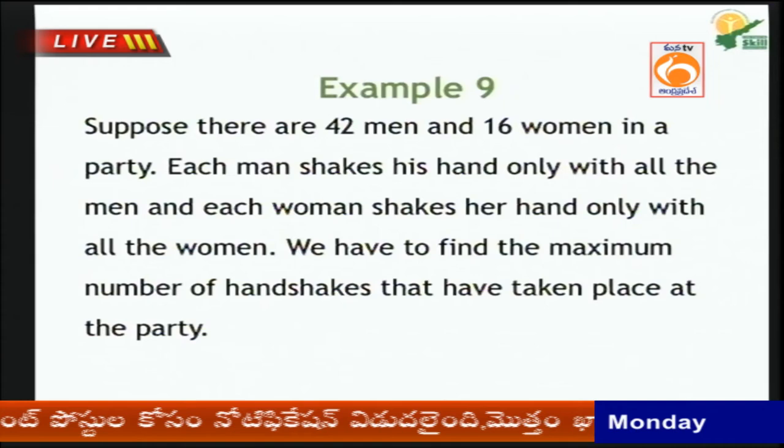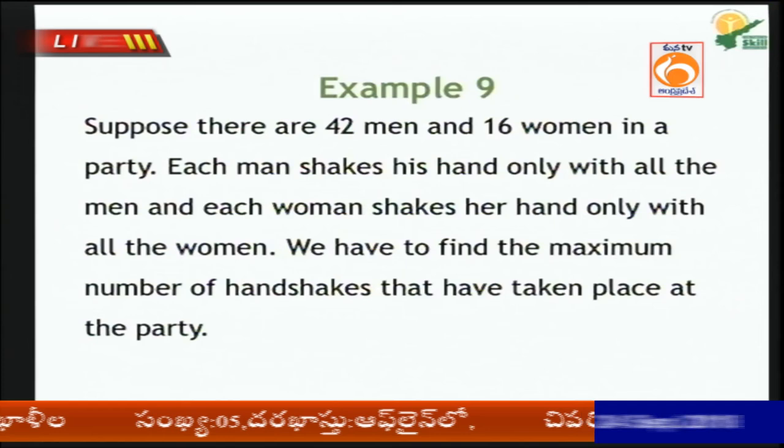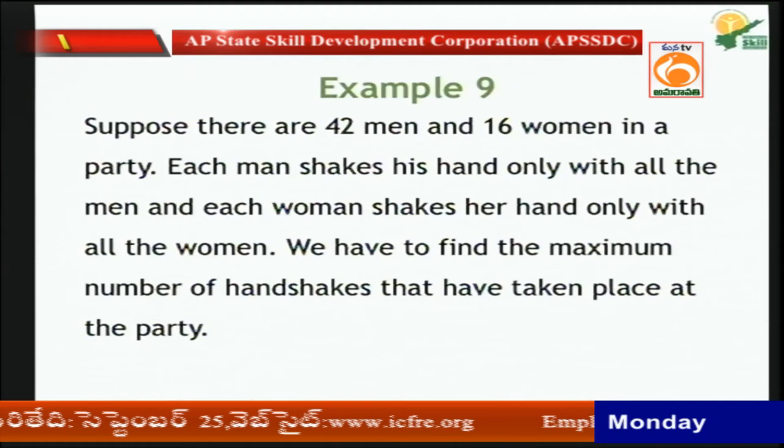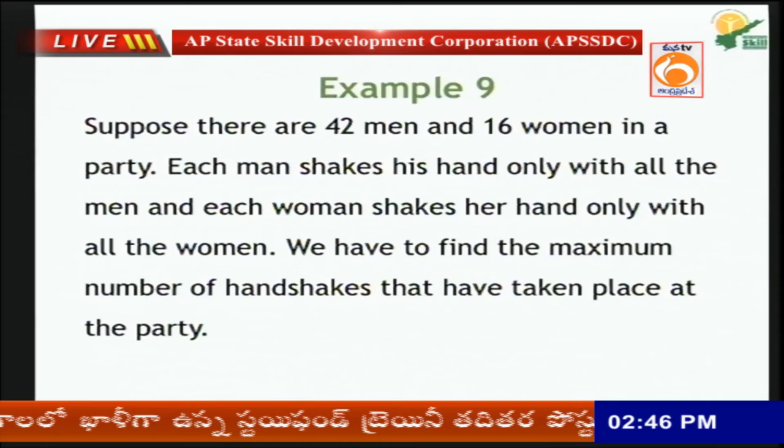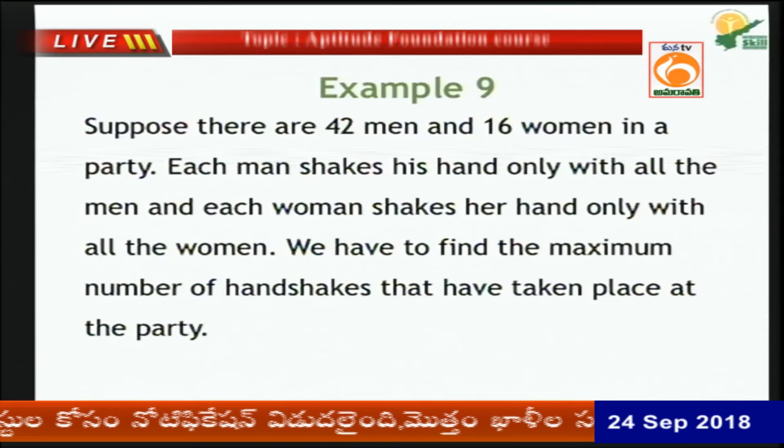Fantastic. So such questions, you see, normal committee formation we have already seen, so it's going to be simple and easy. But in such questions, the solution part is short, but when it comes to understanding the question, yes, of course it is difficult. Okay, now totally how many people are there? It's going to be 58 people: 42 male and 16 female.